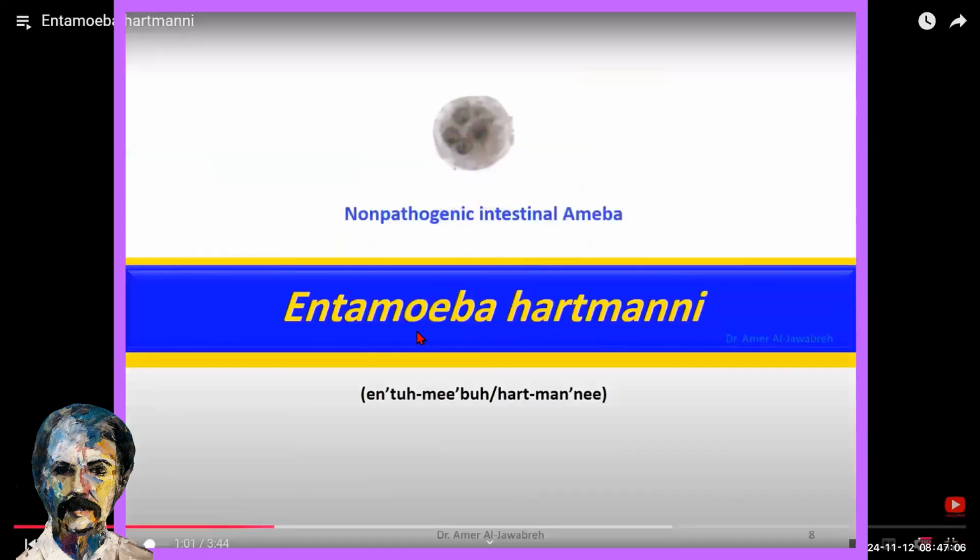Again, this is non-pathogenic. All the gastrointestinal amoebas, apart from histolytica, are non-pathogenic. They don't harm the human being. Only in certain circumstances, where you have low immunity, immunocompromised, maybe there it can cause a problem. But normally, they are non-pathogenic.